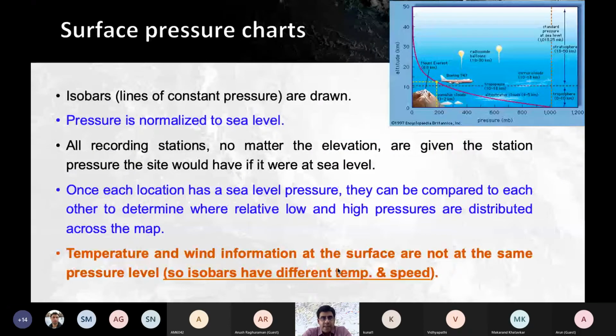So one important aspect of the surface pressure chart that you should understand is this: if you recall your high school physics, you know that the pressure decreases as you go up in altitude. As I keep moving up, the pressure reduces, right? That's why when you fly in an aircraft, your cabin is pressurized so that you feel the same pressure as on the ground. The reason is that the outside pressure is lower.